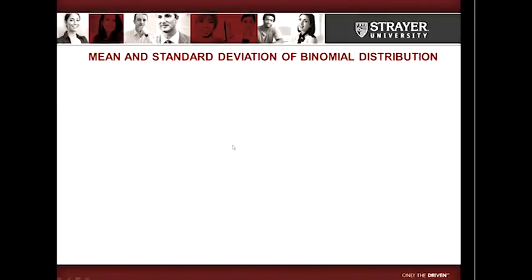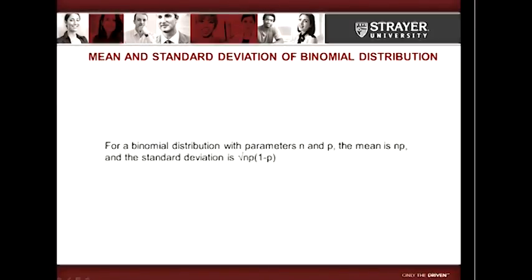Now the mean and standard deviation of a binomial distribution. Remember, a binomial distribution is one where there's only two possible answers and you have a fixed number of trials. So you're tossing a coin a certain number of times, or you're asking people questions and their answers are the thing that you're measuring. So, a binomial distribution.